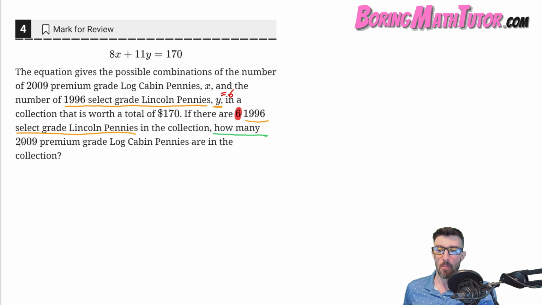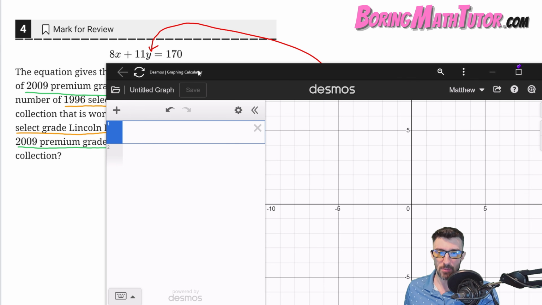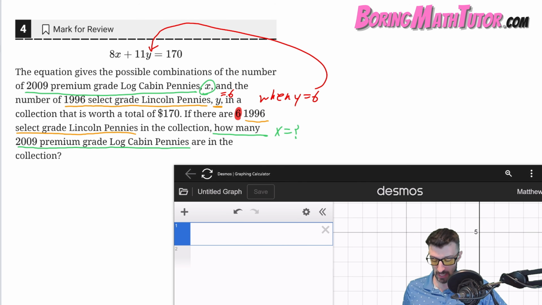They said how many 2009 premium log cabin pennies. Okay, well 2009 blah blah blah blah blah is X. So basically, what is X when Y equals 6? So okay, just plug in the 6. Not too difficult. Now, sometimes it's a good idea to go to Desmos even when you don't need it, just so you don't make a mistake in the calculation.